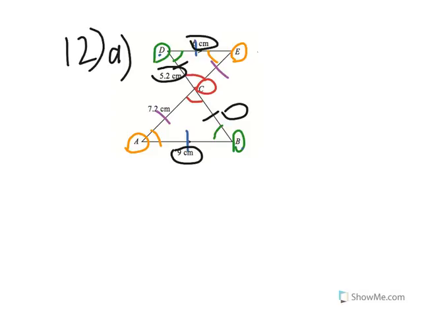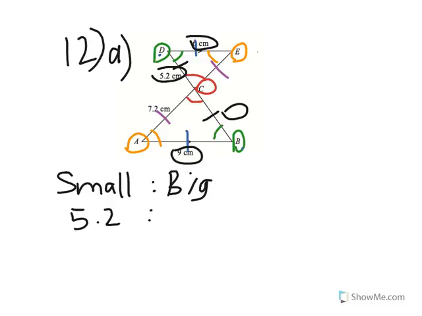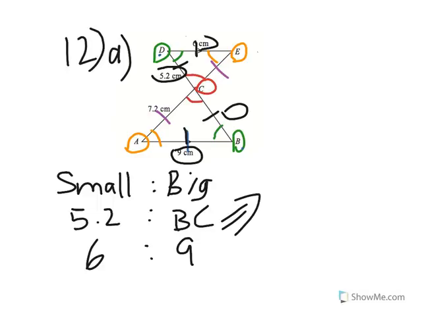So let's just do that. Now we're going to develop a ratio, and we're going to do it from small triangle to big triangle. So the smaller triangle, 5.2, is to BC, which is what we want to find out. And 6 corresponds to the 9 as well, because these two sides correspond. If we put this in algebraic form, we get 5.2 over BC is equal to 6 over 9.